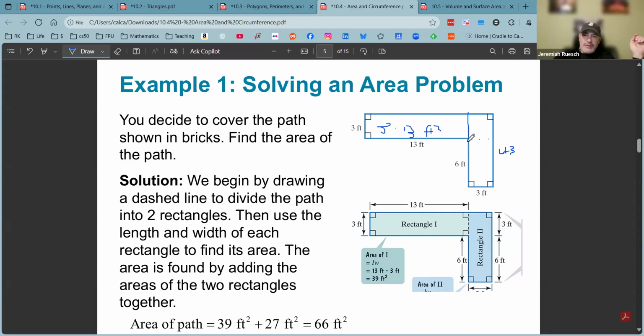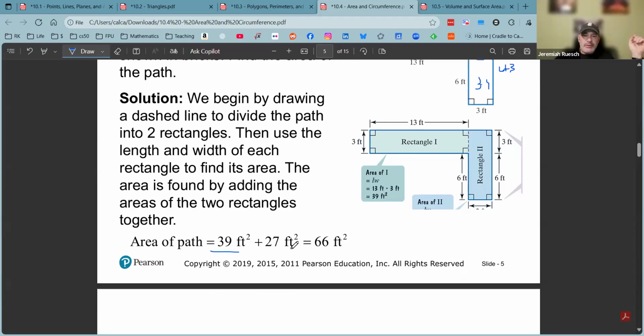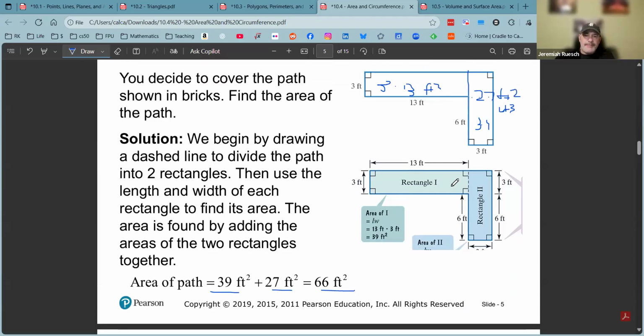It's because the 6 feet goes up to here, but we still have 3 more feet from this side. Okay, so 6 plus 3 gives us the height here. And so this area here is 3, that's the base, times 9. So this is going to be 27 square feet. Whereas this one is 39 square feet. So the total, adding those together, is 39 plus 27, or 66 square feet.